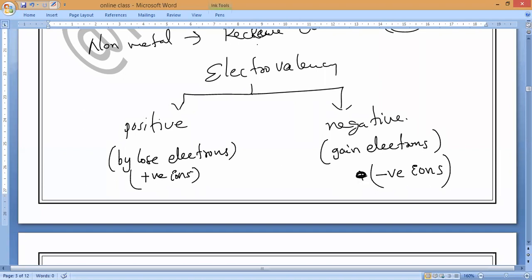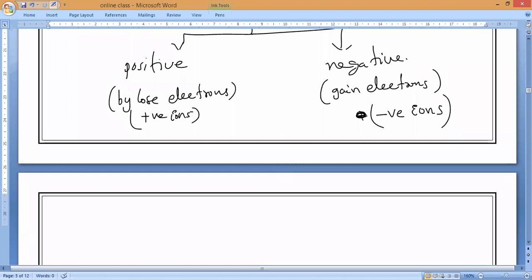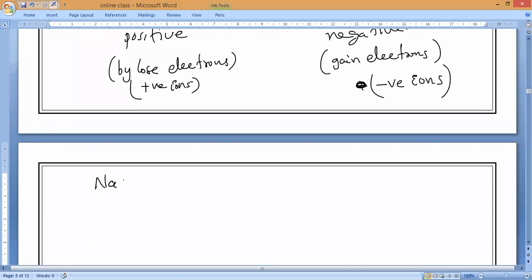Now we will study examples. The meeting is going to end, rejoin and we'll study that. Let us take the valency of sodium, magnesium and aluminium. We already did it, but we'll do it once again. What is the valency of sodium, guys? One, because it is 2, 8, 1. Next, magnesium is 2, 8, 2, so its valency is two.